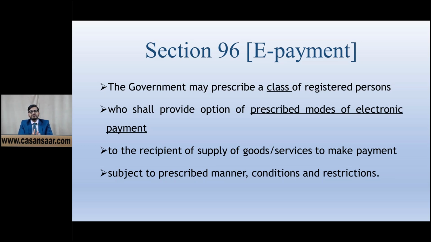So every company whose turnover is above 100 crores has to mandatorily provide option to the recipient that if you want to pay through electronic means, then you can pay me through electronic means. However, it will only be an option. If the recipient wants to pay through some other mode, then the recipient would be open for it. The obligation is only on the end of the supplier to provide an option.